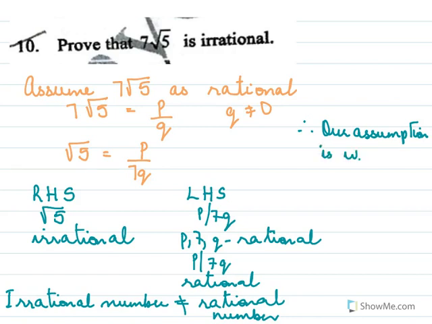What if our assumption is wrong? So I can say 7 under root 5 is irrational. It's not rational. We had assumed that it is rational, but that is wrong. It is irrational.